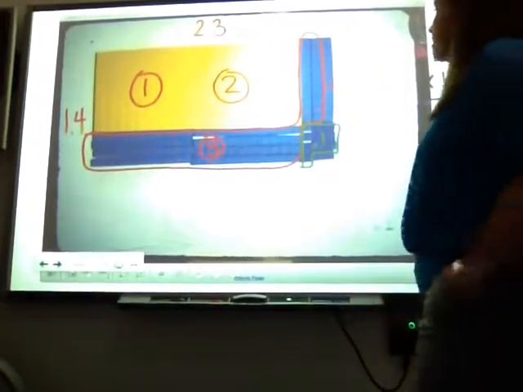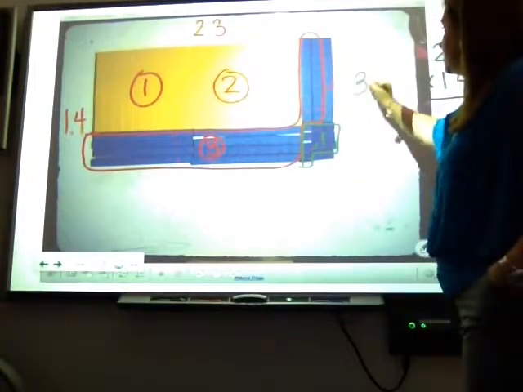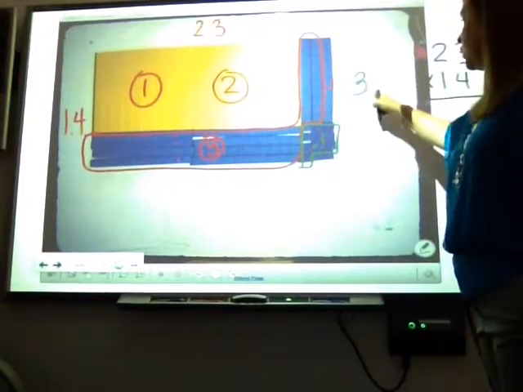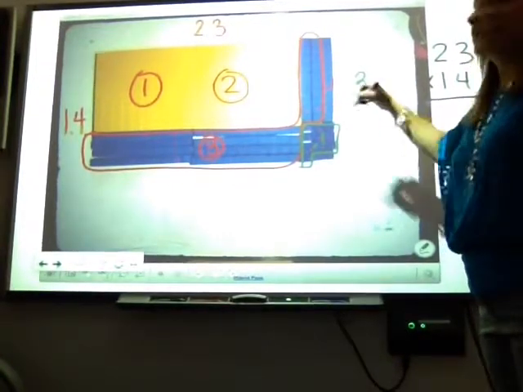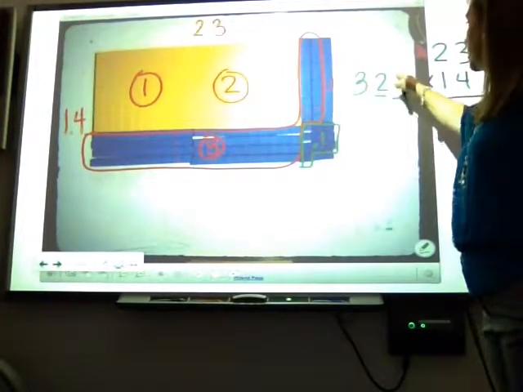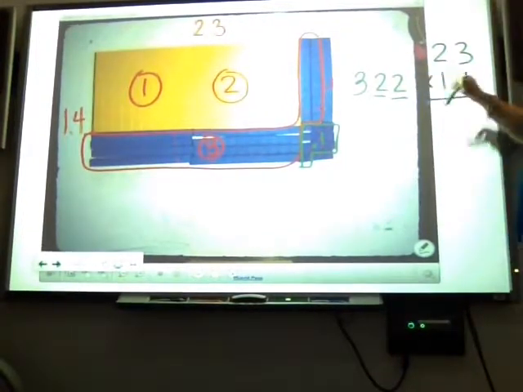Emerson, what is my answer? Your answer is 3 and, how many tenths do I have? Because that's my tenth. 2 tenths. Great job. And then finally, how many hundredths do I have, sweetie? 2 hundredths. Nice job. Checking using my standard algorithm.